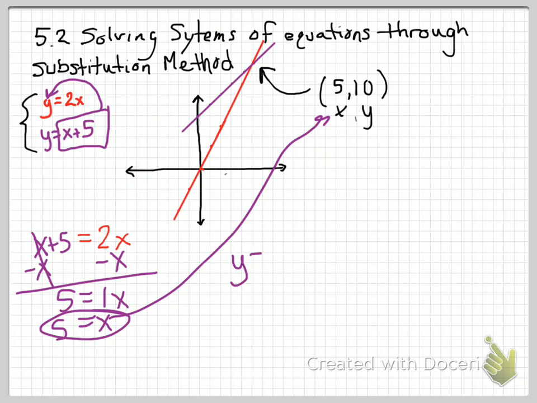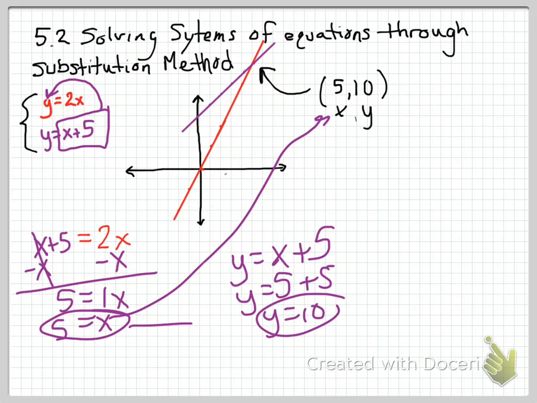So that's y equals x plus 5. Instead of x, I'm going to replace it with a 5, and I get y equals 10. And now I know the point is (5, 10). I didn't have to take the purple equation and plug it into the red. I could have done it the other way. So let me do it the other way.